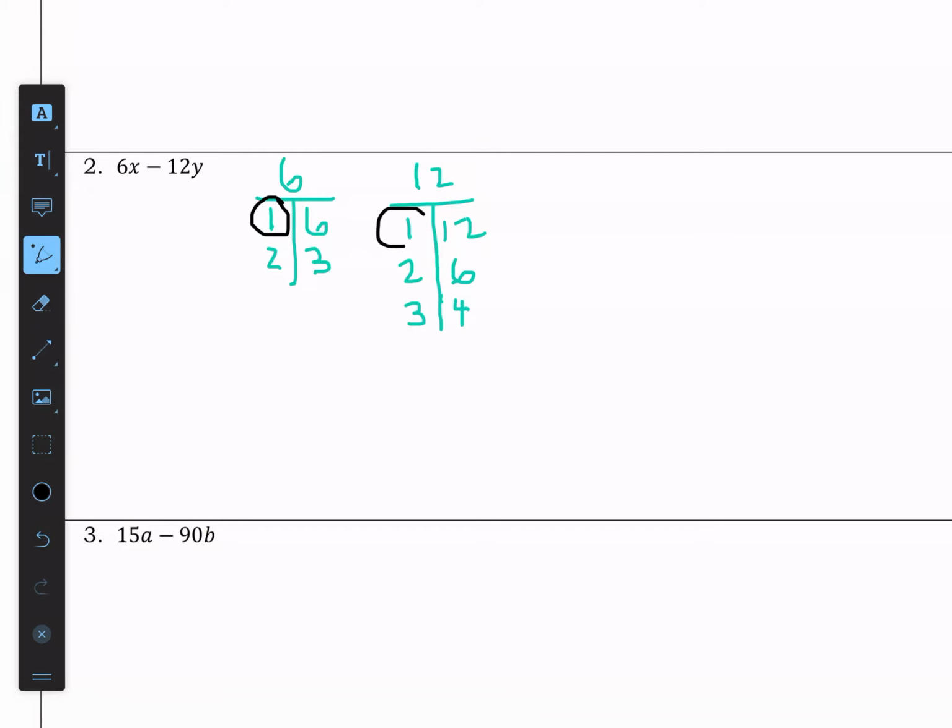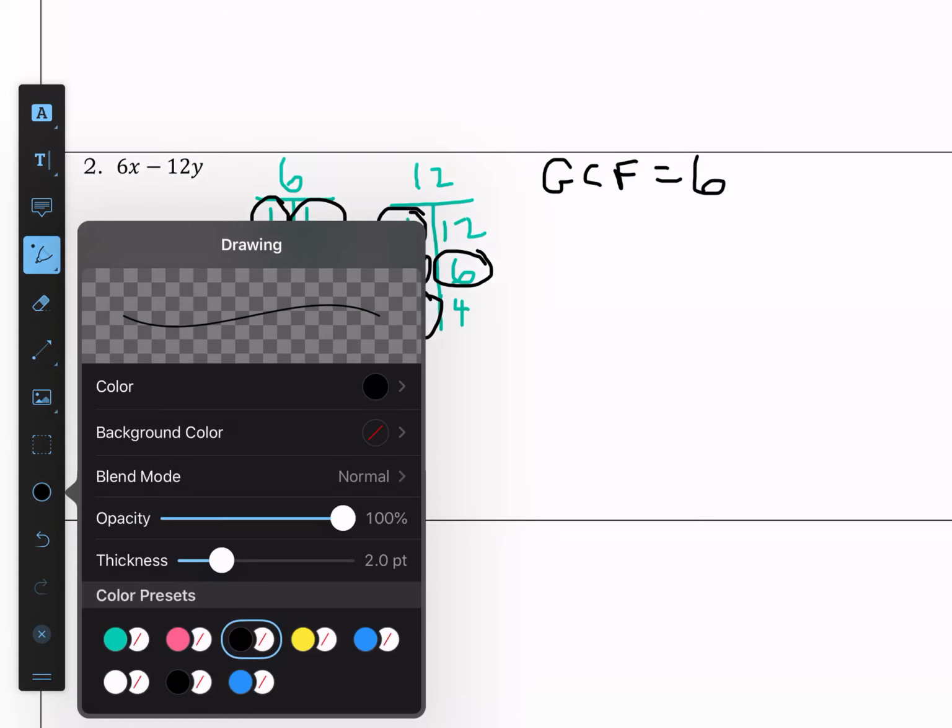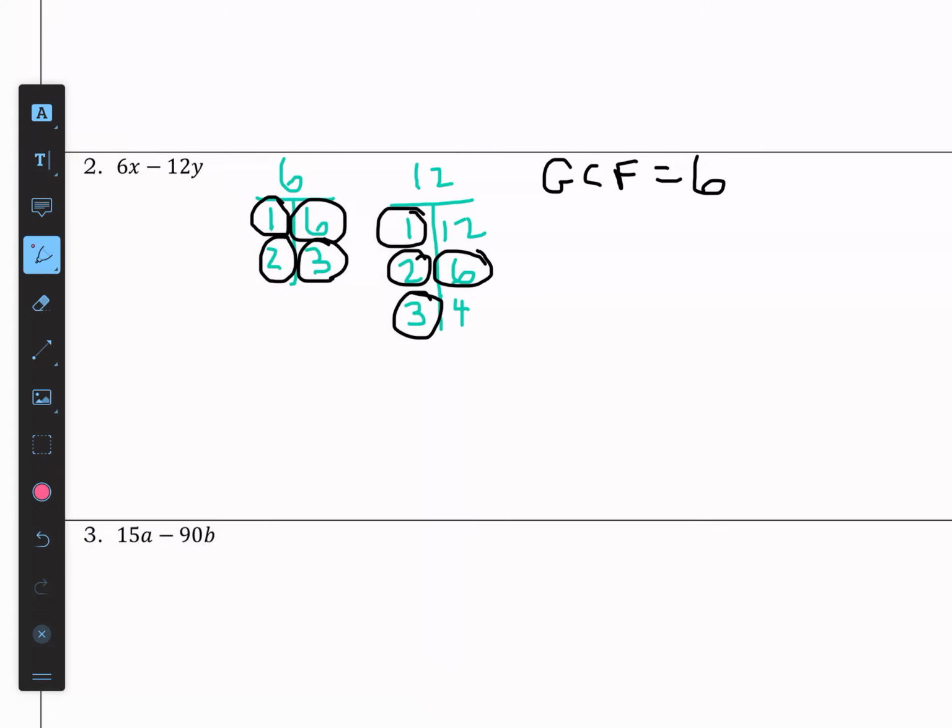So they both have 1, they both have 2, they both have 3, and they both have 6. So the biggest number that they have in common is 6. So our GCF is equal to 6. Okay, so that's our first step.